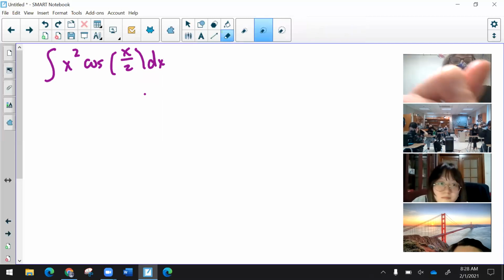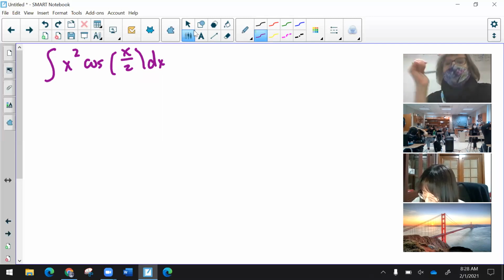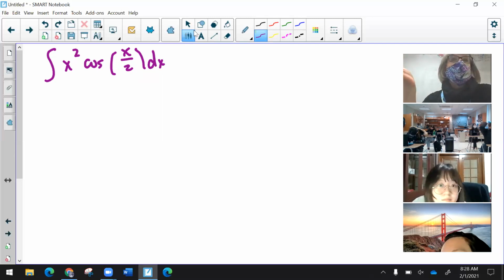So once again, we've come to an integral. Can we solve it by inspection? No, way too hard. Okay. But can we use u substitution? No, that's really just going to end up giving you u squared times cosine of some kind. Okay. So what does that leave me with?